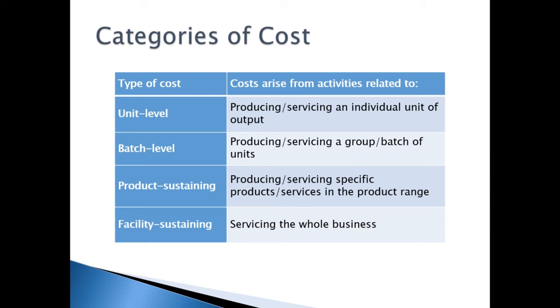Those producing or servicing a group or batch of units are called the batch level costs, which doesn't happen in all situations. The costs involved in producing or servicing specific products, the group of products or services in the product range, are called product sustaining costs. And the cost of servicing the whole business, in which you might be making a variety of products, are the facility sustaining costs.